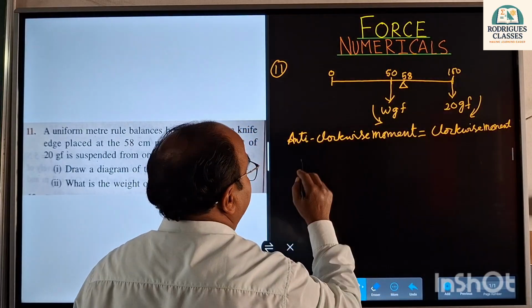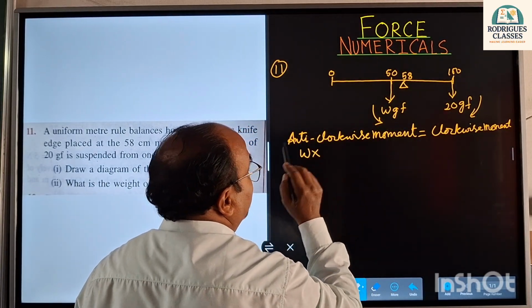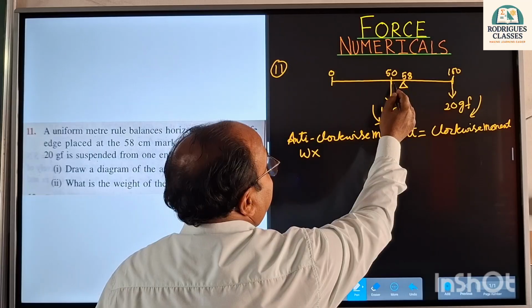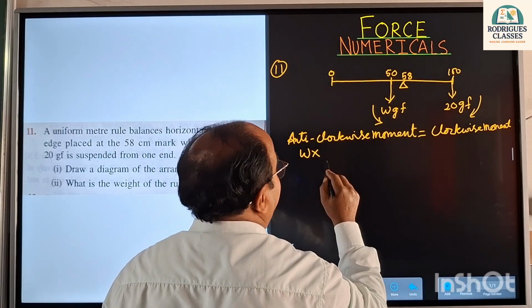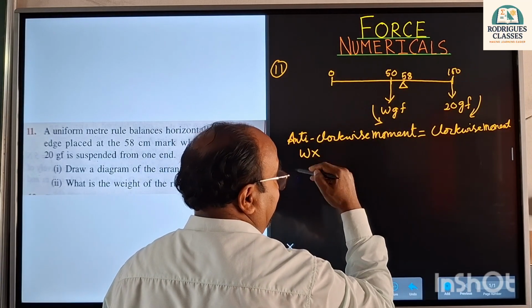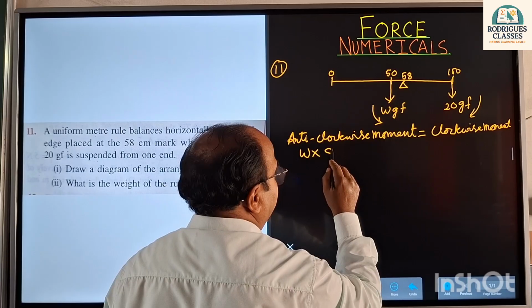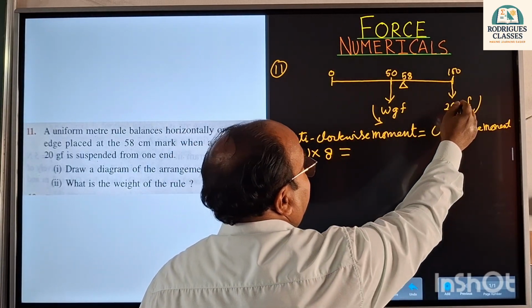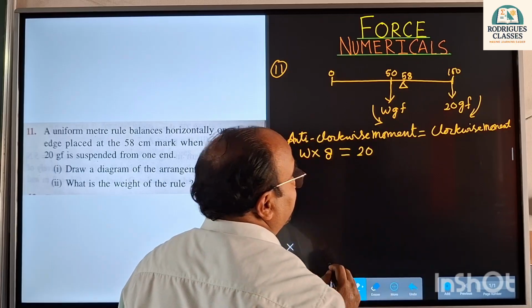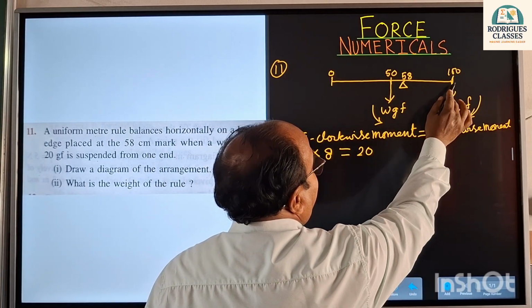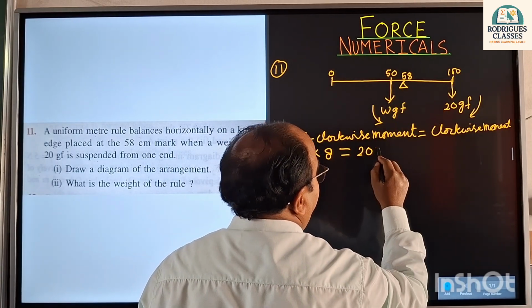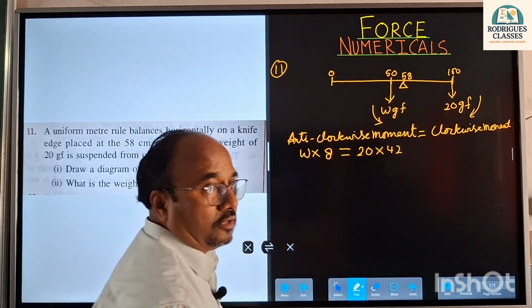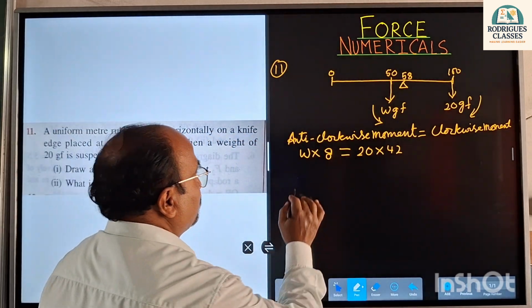The force acting is W. So W GF into this distance from 50 to 58 is plus 8 will give you 58. So we write here into 8 equals to, here the weight is 20 GF and the distance from 58 to 100, 100 minus 58 will give you 42. So this is written.